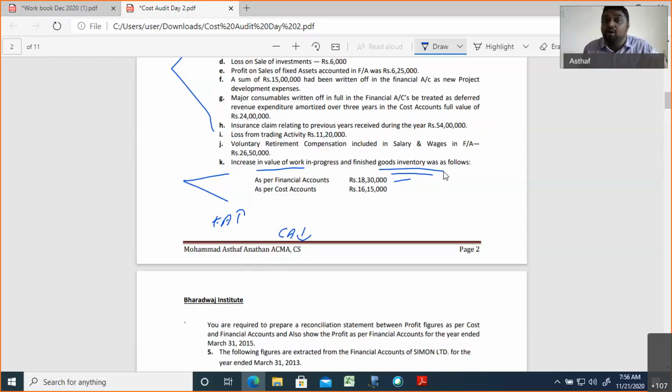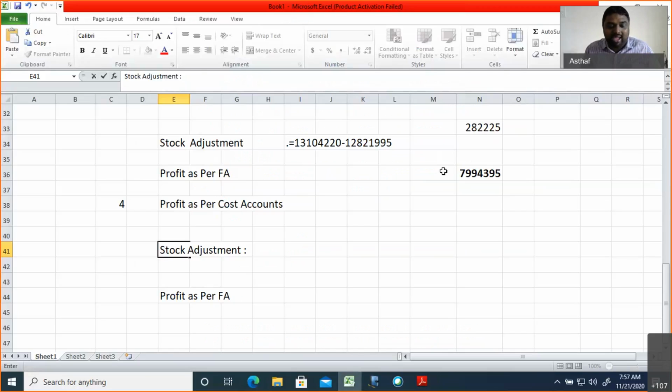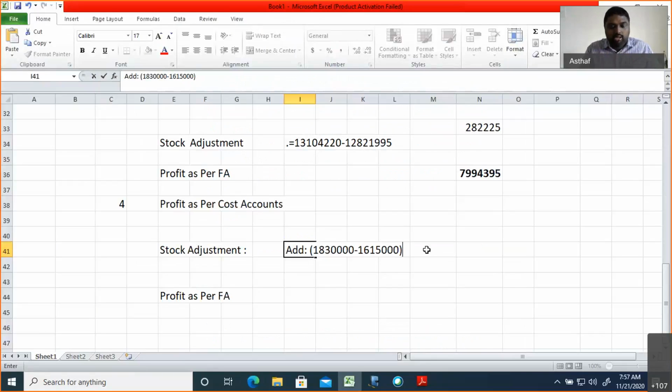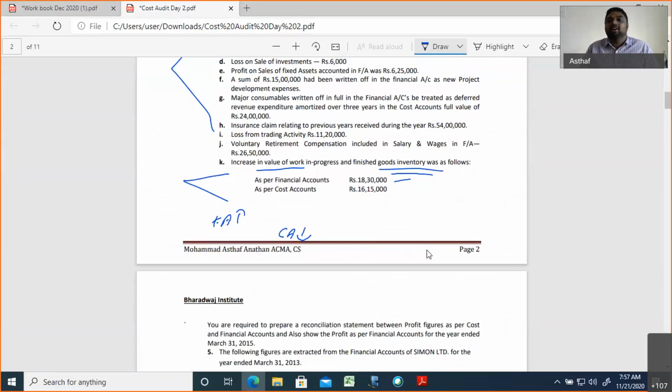So financial if you have more, financial profit will be more. So financial profit is more, as we know, we have to add. So stock adjustment, what we have to do, since we are starting with profit as per cost accounts, the difference we have to add. What is the difference? 18 lakh 30 minus 16 lakh 15,000. 18 lakh 30 minus 15 lakh. Yes. 2,15,000 that we have to add. Okay. So this is how we will make it.